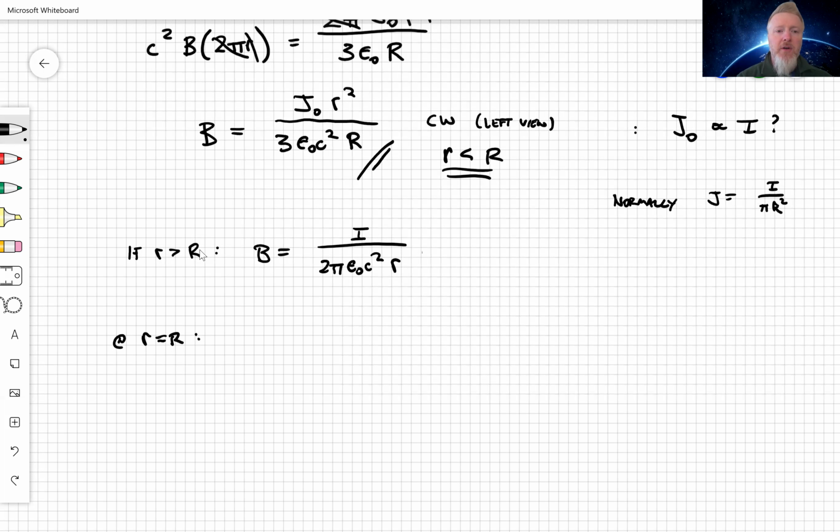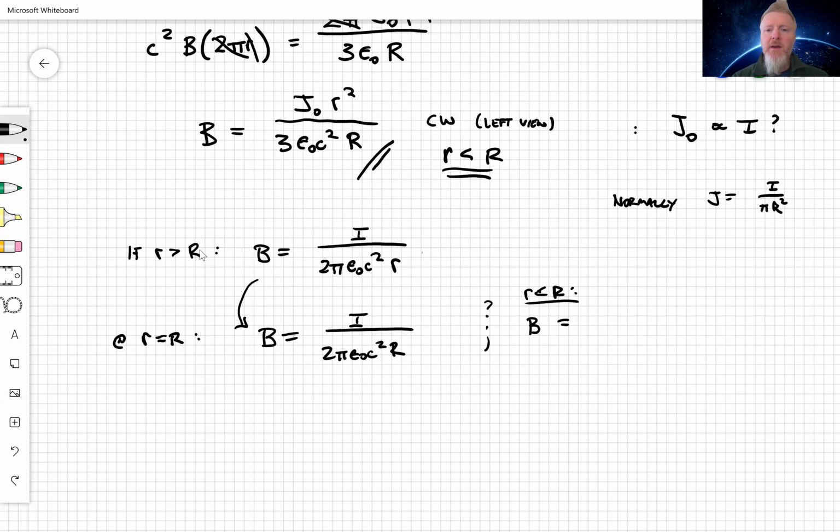So when r equals capital R, then this field would just give you a capital R at the bottom here, like that. And then the question is, what's the inside field approaching from the other direction? I would get J naught capital R squared, if I'm evaluating this at capital R, over 3 epsilon naught c squared capital R. So that goes away and that goes away. And that does not look like what I want.